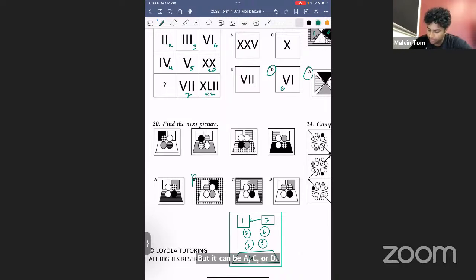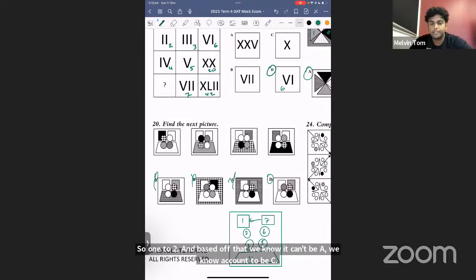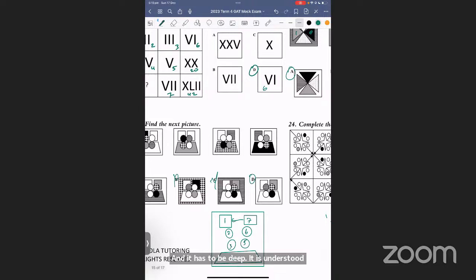Next, let's take a look at the stripes. Let's see how the stripes are moving. So the stripes is in this top left position. So we know from there, it has to go to this circle here. So 1 to 2. And based off that, we know it can't be A, we know it can't be C, and it has to be D. You guys understand? Easy. Yes. Yes.